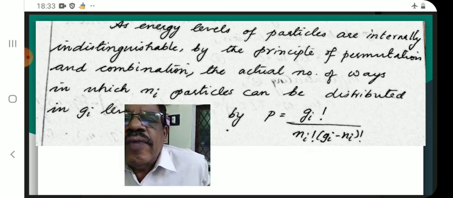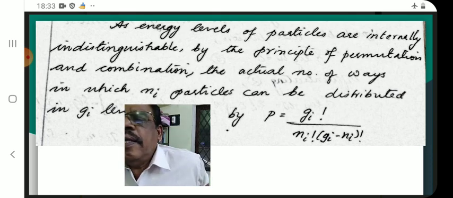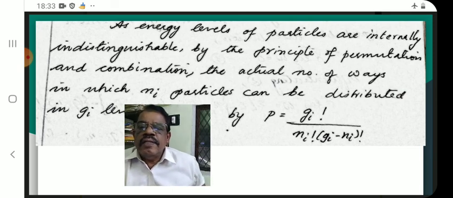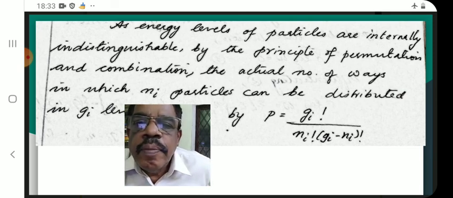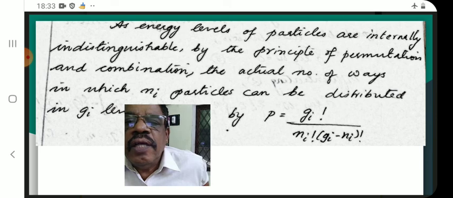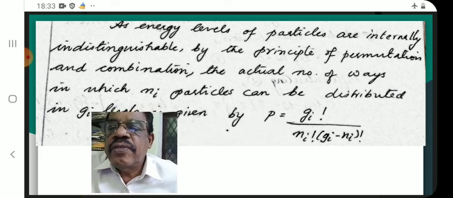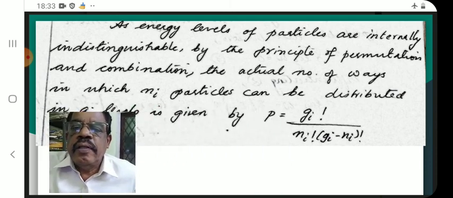The energy levels of particles are internally indistinguishable. As the energy levels of the particles are internally indistinguishable, by the principle of permutation and combination, the actual number of ways in which any particles can be distributed in Gi levels is given by P, the number of ways, the probability.